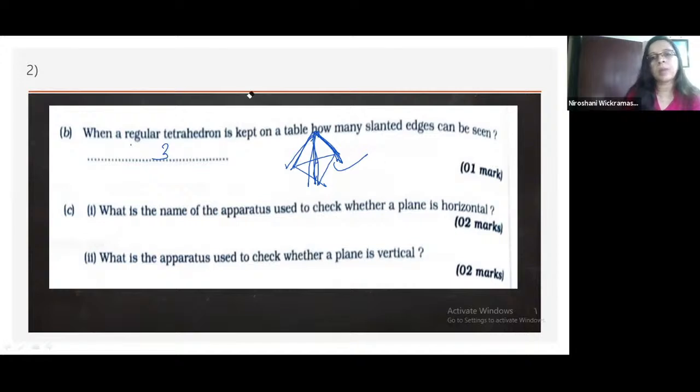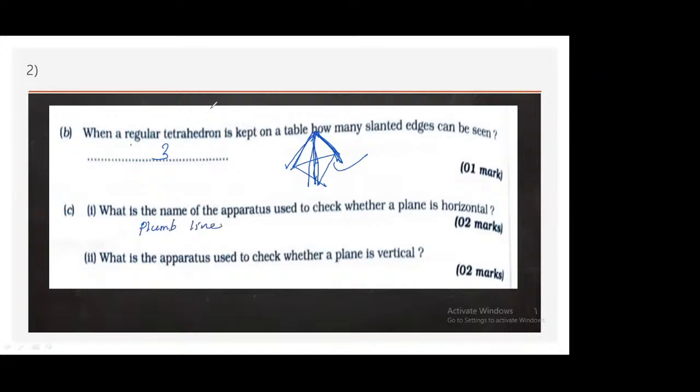For this 1 mark. What is the name of the apparatus used to check whether a plane is horizontal? What is this? You have seen carpenters using this thing. We say plumb line. We are saying this instrument plumb line.